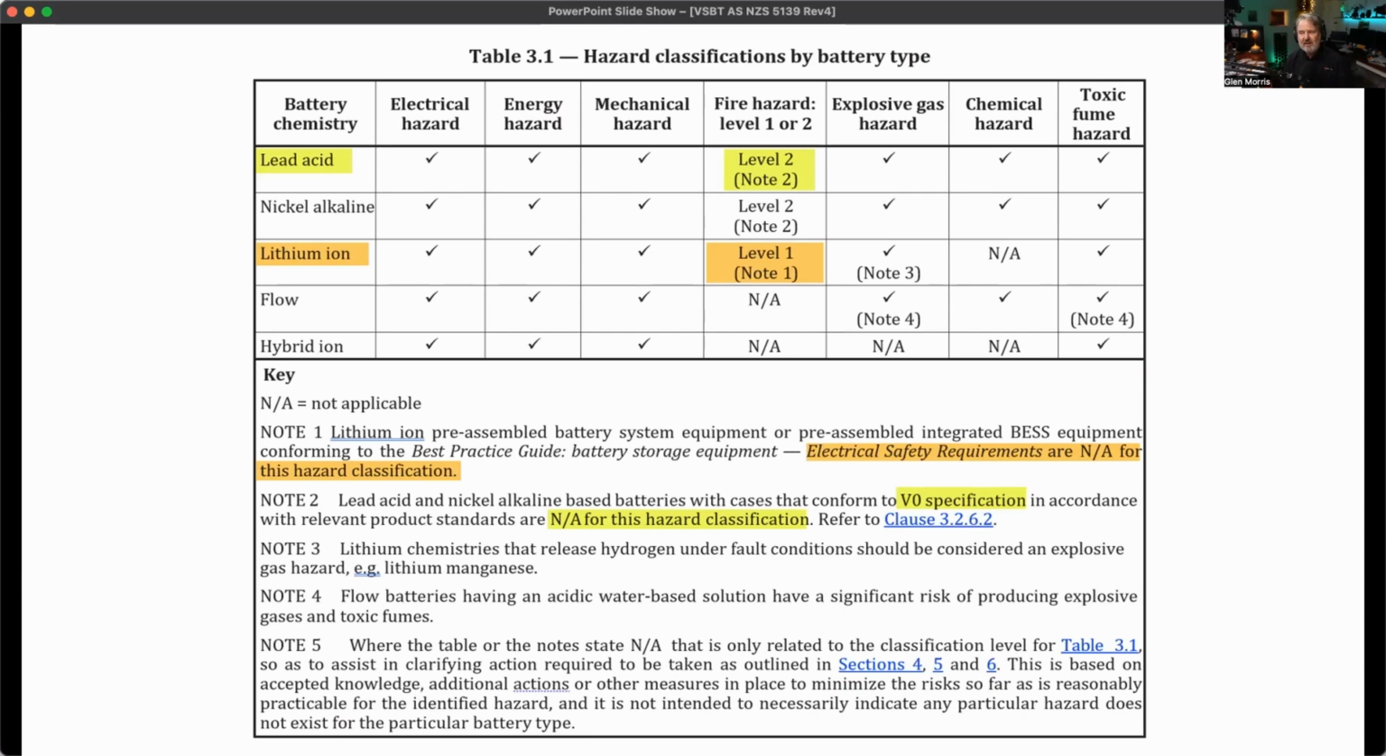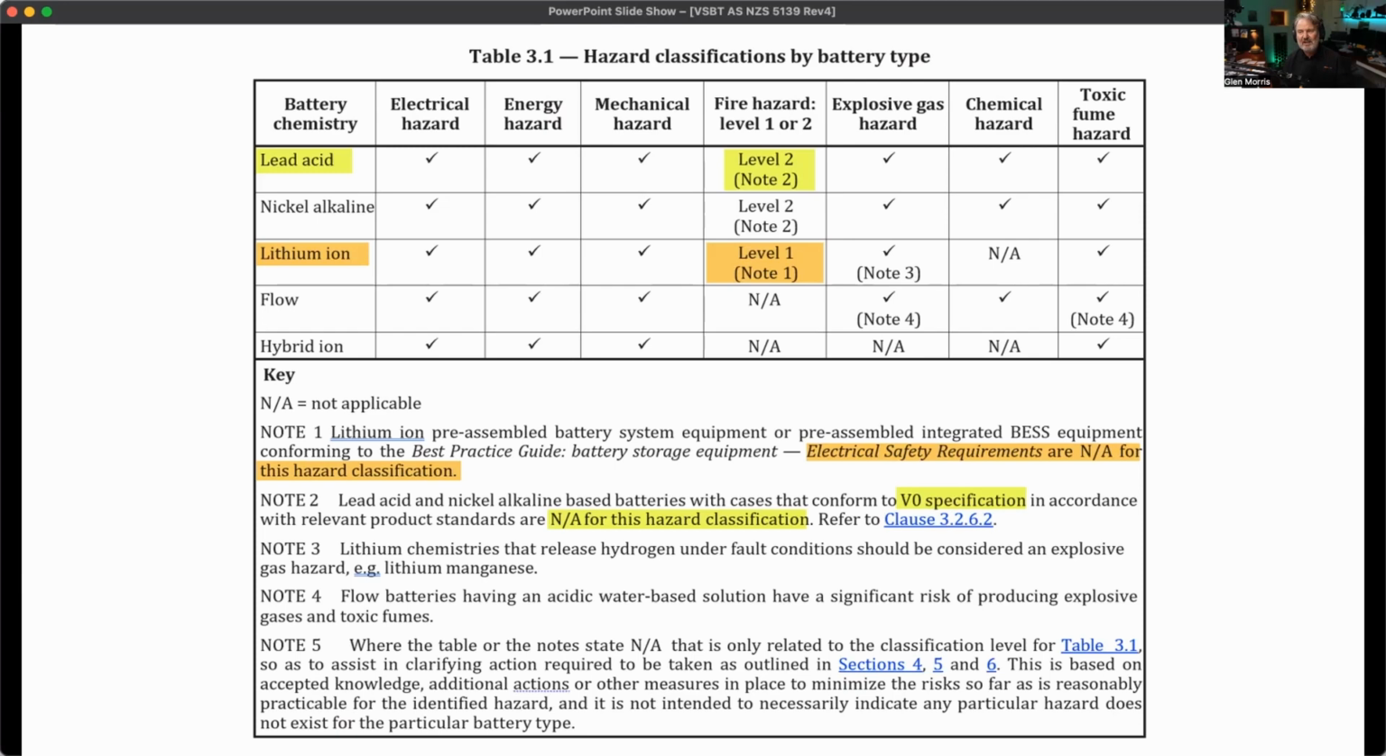When it gets to fire hazard, we've got two levels, level 1 and level 2. Level 1 is the highest, and that means it can self-ignite. Now, a lead acid battery, it's pretty hard to get it to self-ignite.